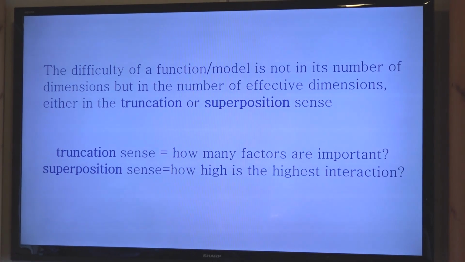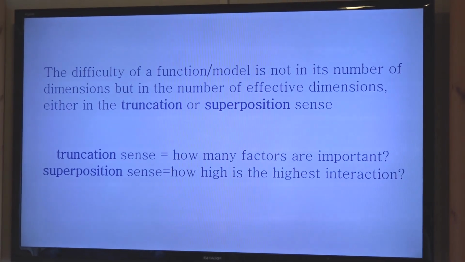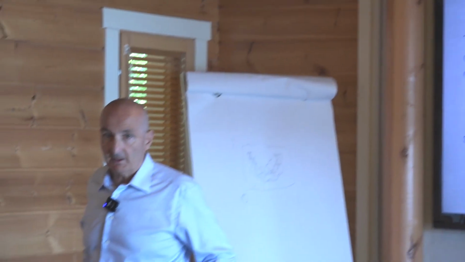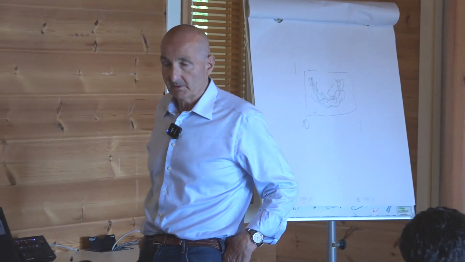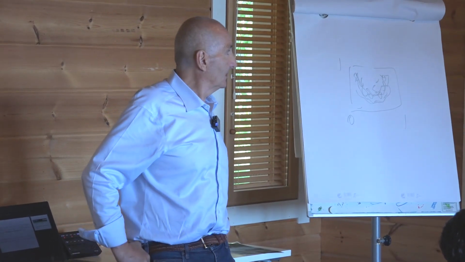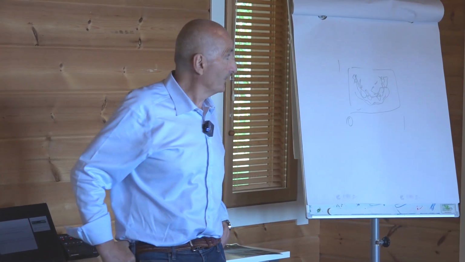So, what is the effective dimension? You may have a problem, a model with many parameters, but only a very few are active. So this model has intuitively a low effective dimension. Now there are two definitions of effective dimension. Here I only express two.